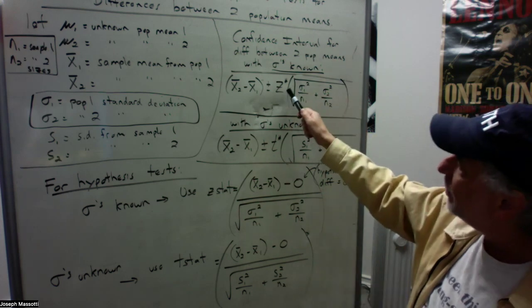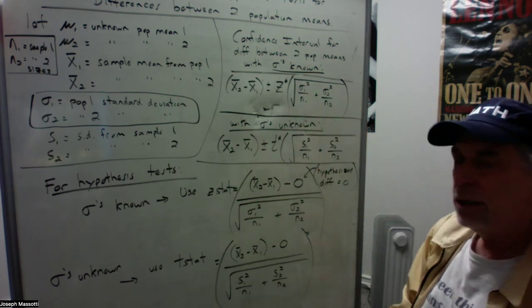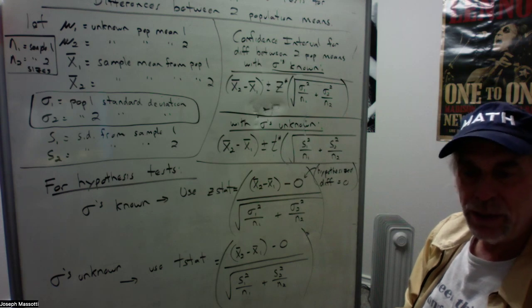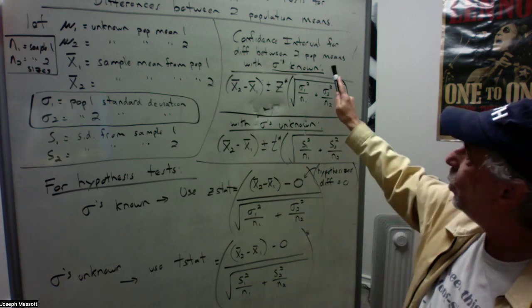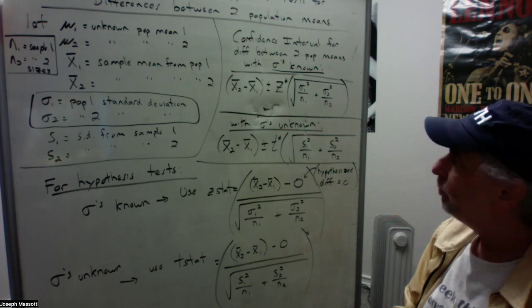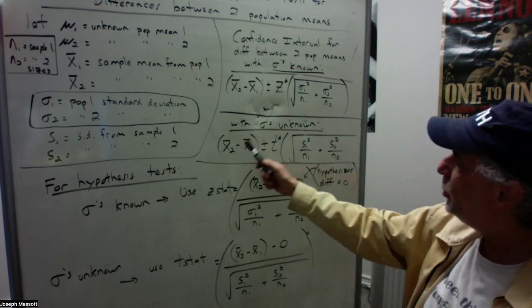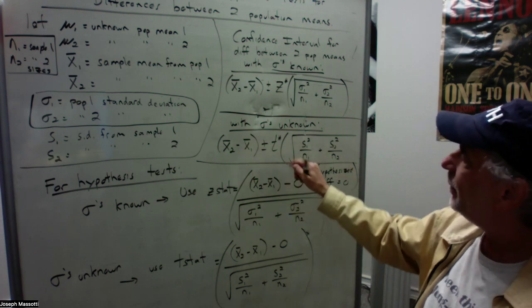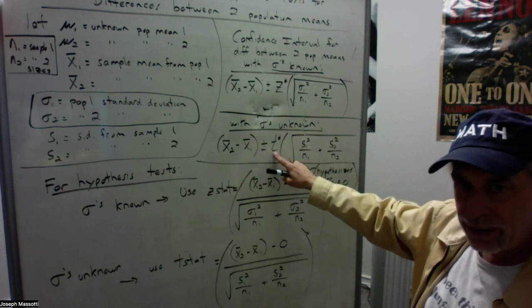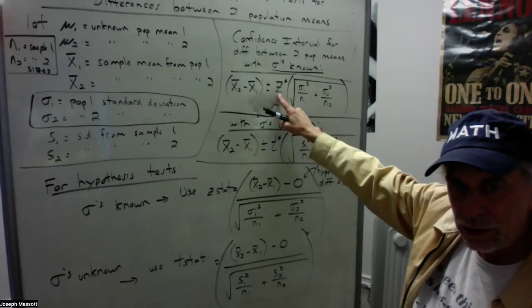We multiply that by z critical, and we get our confidence interval for the difference between two population means when sigmas are known. If we don't know sigma, then it has the same general formula, except now we're using a t critical value instead of a z critical value.